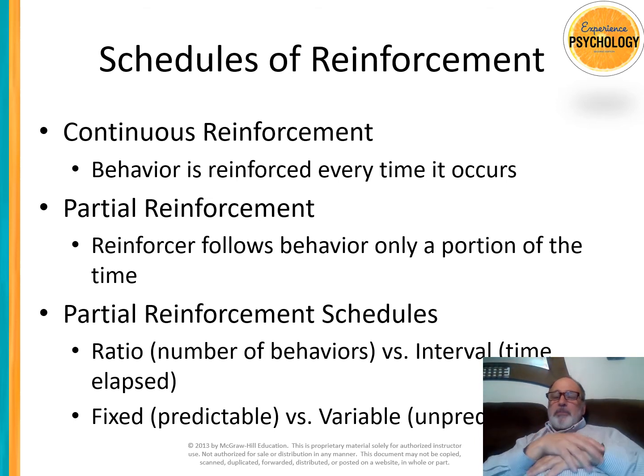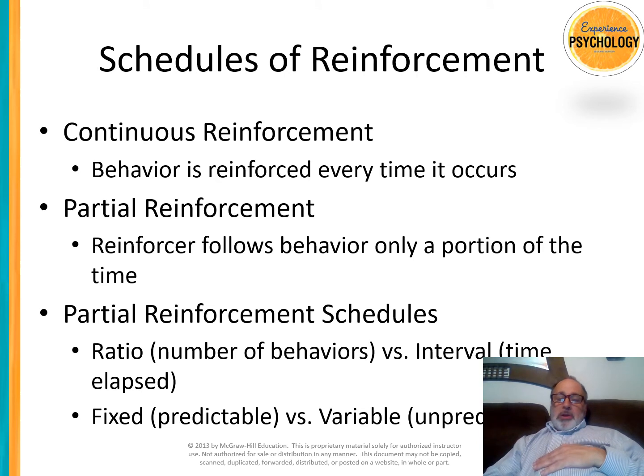If I set up an interval, if you sell 3 cars in this time period, and at the end of this time period you sold 3 cars, you'll get reinforced. It doesn't make a difference if you sold 9 or 12. If it's the interval schedule, it's only at the end of that interval: did they meet the amount of times that you set up ahead of time.